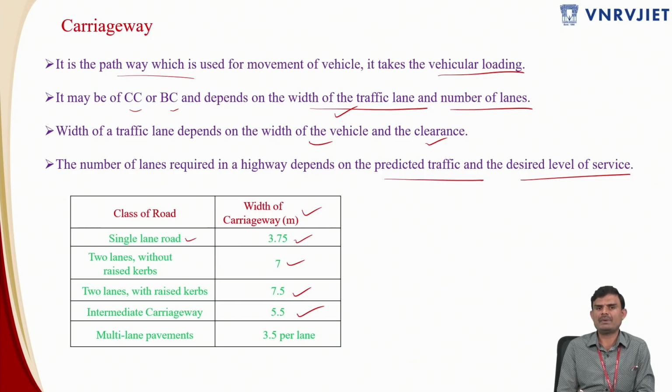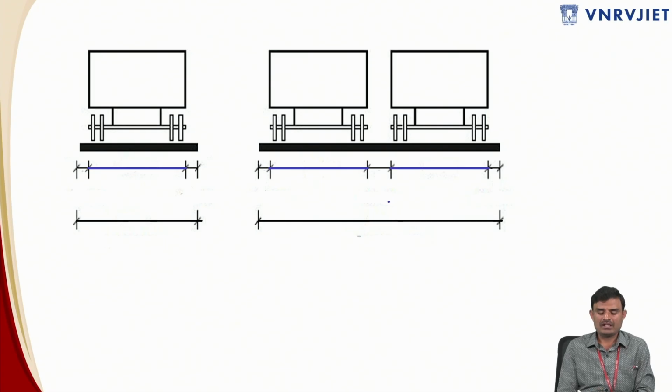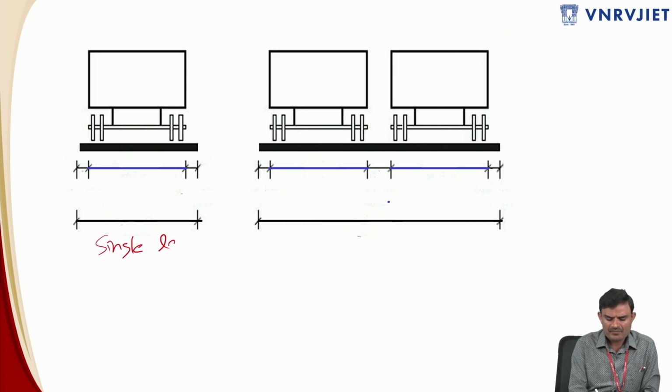So once again, I repeat the values. For a single lane carriageway, it is 3.75 meters, and for a double lane carriageway, it is 7 meters without raised curbs, and 7.5 meters with raised curbs, along with an intermediate carriageway with a width of 5.5 meters, and for more than 2 lanes, you have to provide a width of 3.5 meters per lane. So this is regarding the carriageway. And this is a single lane road. Okay, so single lane road, and it is a 2-lane road.